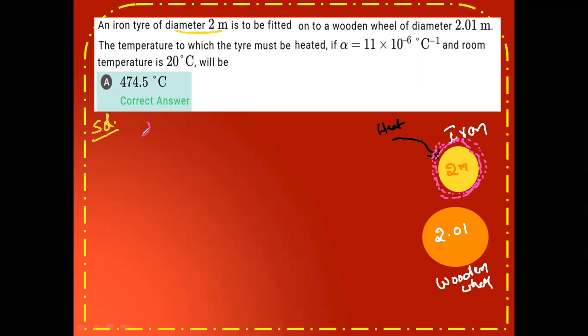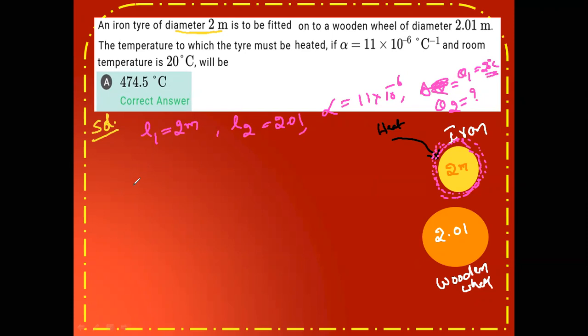That means the initial length is how much? They gave 2 meter, and the final length they gave as 2.01, and the alpha value they gave as 11.06. And what is the rising temperature? That we don't know. What is the question asking? The temperature to which the system must be heated. That means we want to find the value of theta 2. Theta 1 they gave as 20 degrees Celsius.